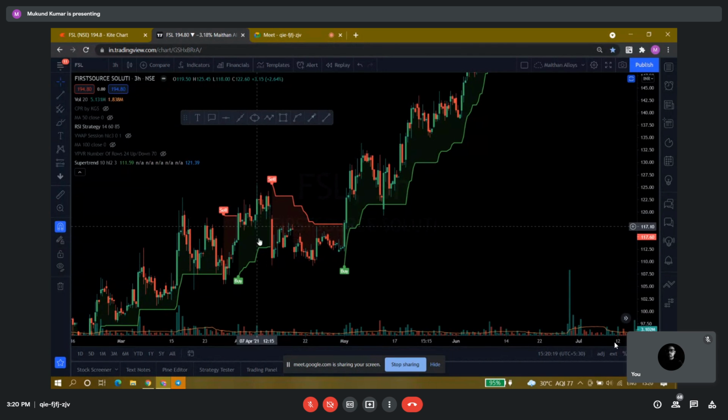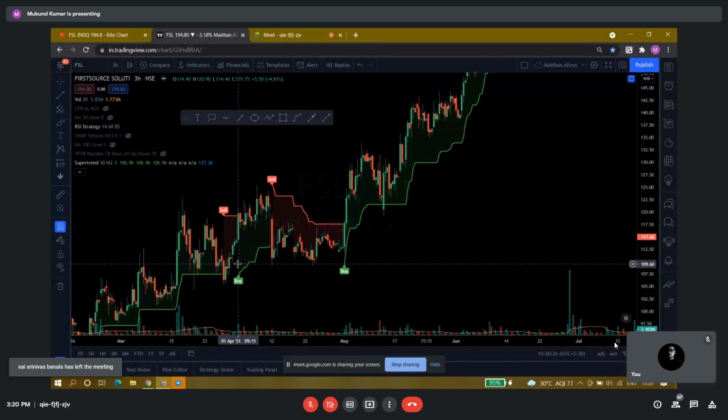This super trend trailing stop loss is basically to help you trail your stop loss. There is no entry or exit rule. I'm not explaining this concept to take entry and exit in any particular stock. I'm repeating this: this is not meant for entering or exiting a stock. This concept is to be used just for trailing your stop loss.